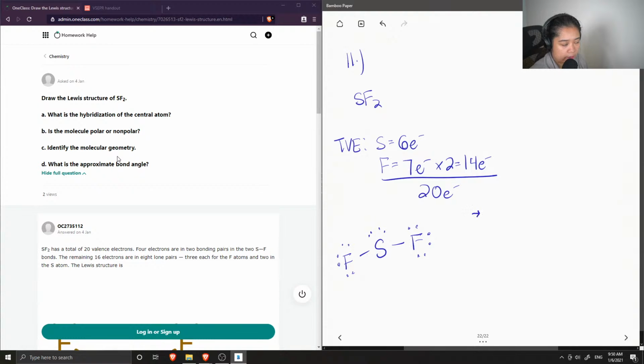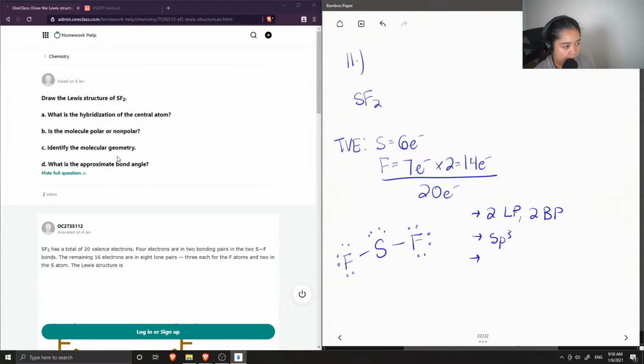And to find out the rest of the questions, we'll first analyze the molecule. We have 2 lone pairs, and we have 2 bonding pairs, which are the 2 fluorine atoms on the central molecule. So this means that our hybridization is sp3 hybridized.